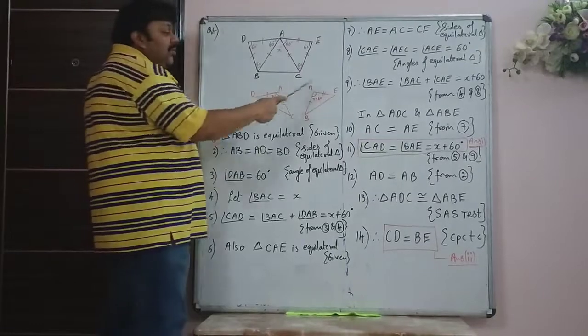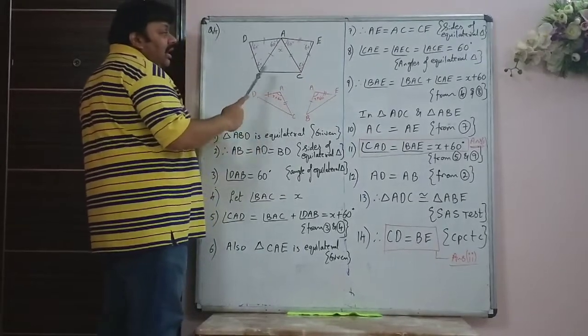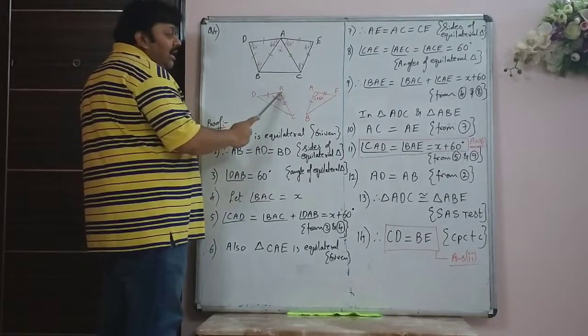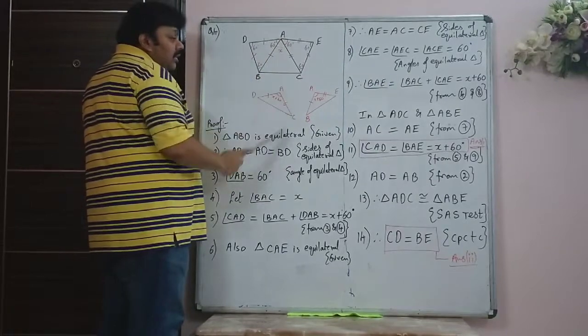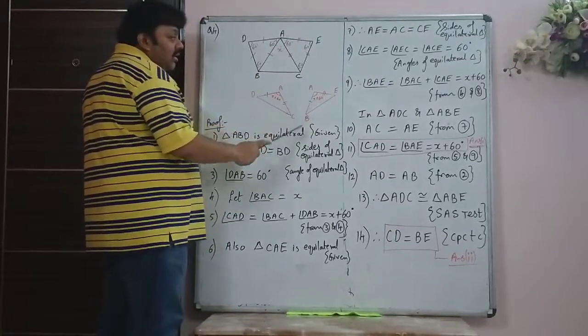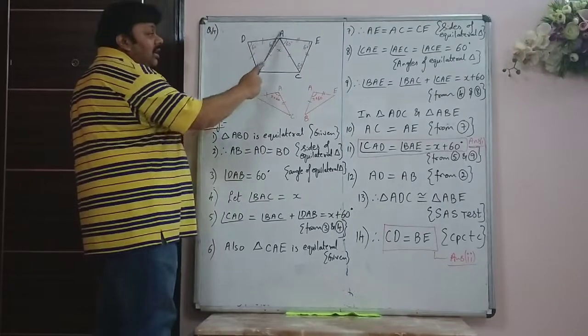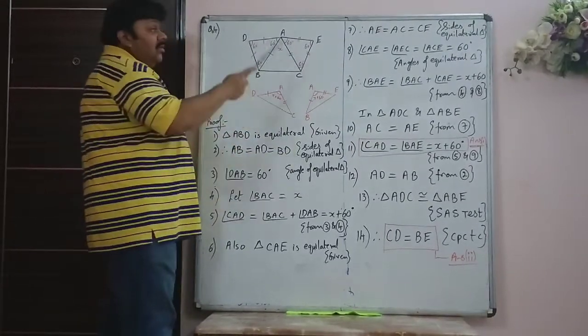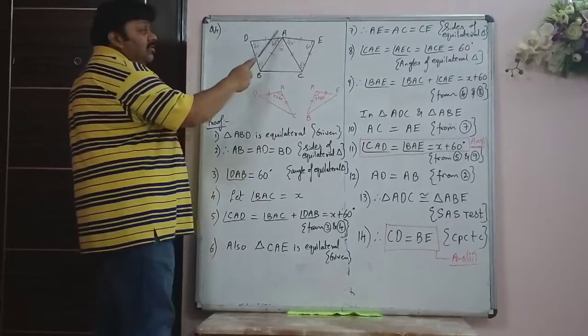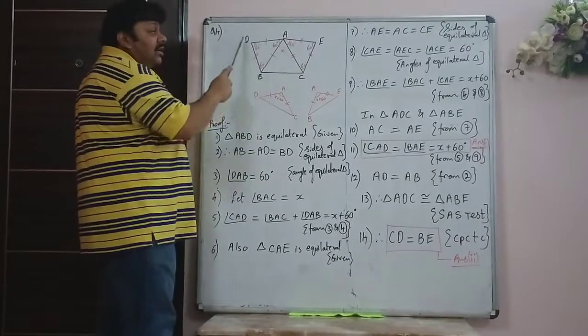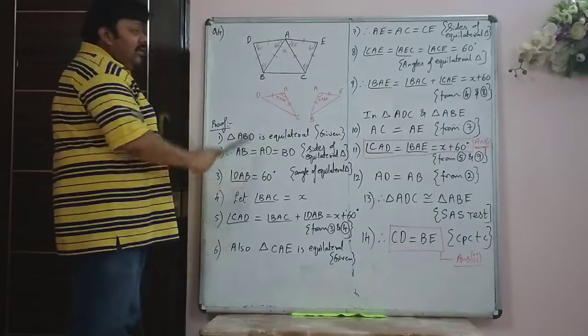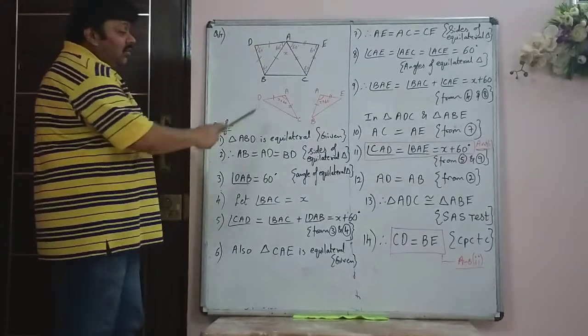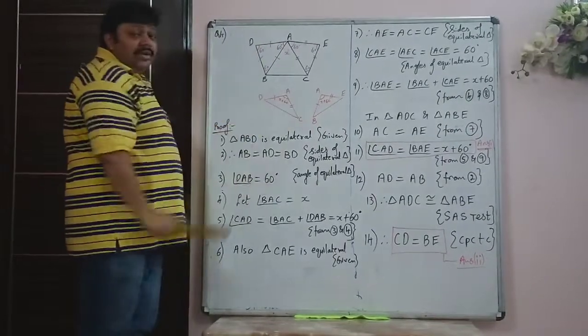Now in these two separate triangles, I have AD equal to AB. Why? Because AD and AB, in this figure they are two different triangles. But earlier, they are actually sides of the same equilateral triangle ABD. So AB and AD are equal.